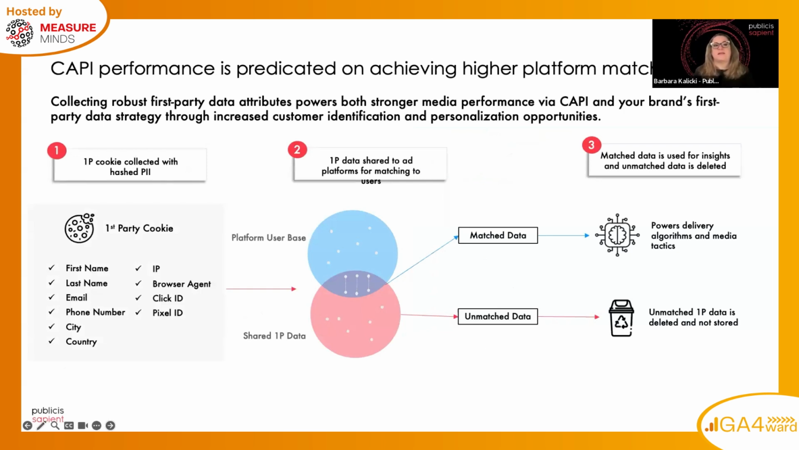So here we see how the journey works once the data is collected. We're collecting the data on our site with the first party cookie. We can send first name, last name, email, all of this hashed again, to the ad platform. And then the ad platform makes a decision on whether or not the user is in their platform. Has the user seen an ad? Has the user been served an ad or clicked on an ad? And once that happens, they'll match that user to the ad that they saw. So you're now matching the user to the media that actually drove them to convert on your site.